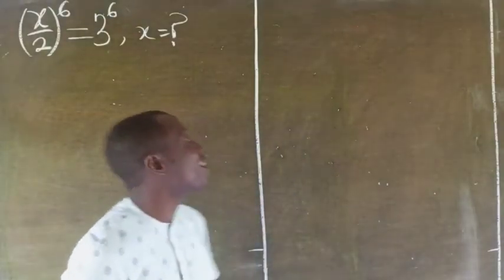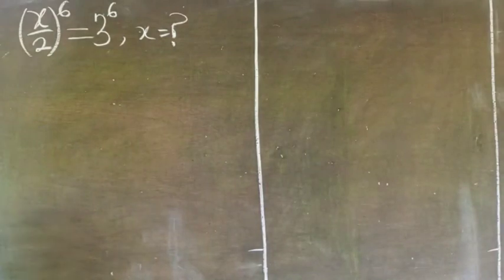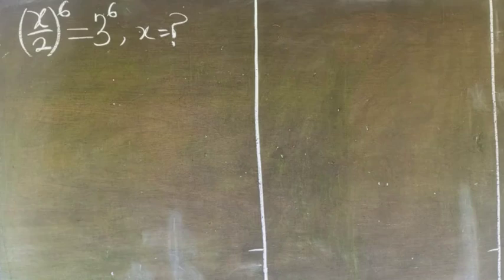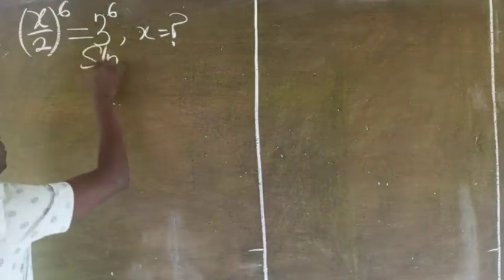Today we are going to look for s in this equation that says (s over 2) raised to the power 6 is equal to 3 raised to the power 6. And the first thing we say is solution.